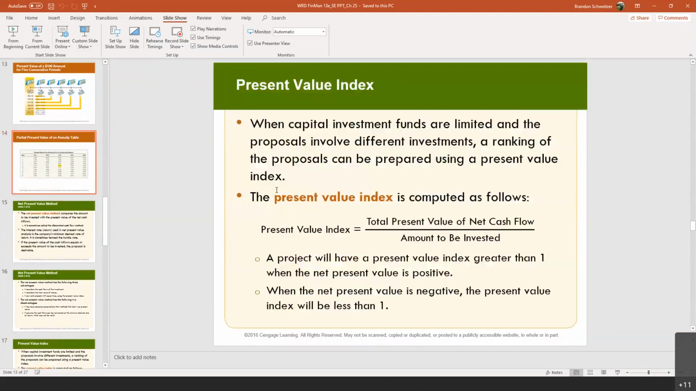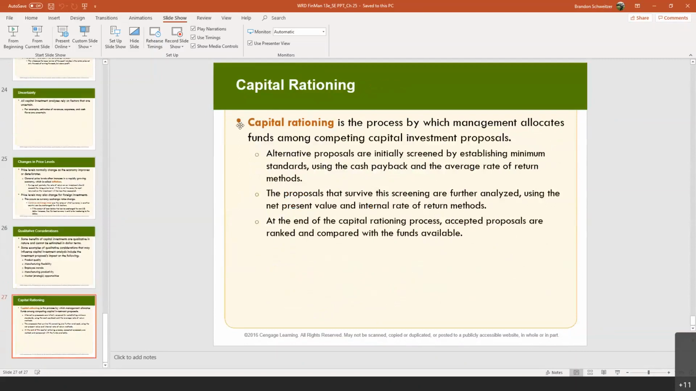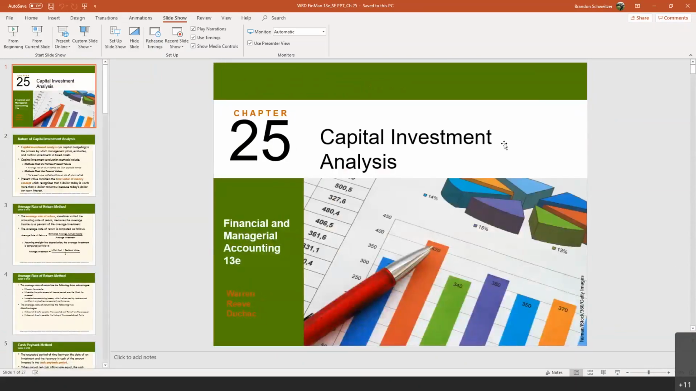Are there any questions so far on chapter 25? Capital budgeting. No? Okay, everyone's good so far. This is good. Okay, so that's chapter 25. Now let's jump into chapter 26.